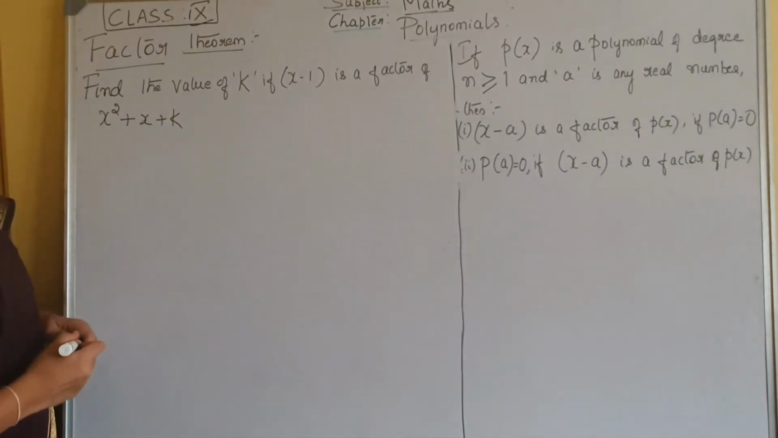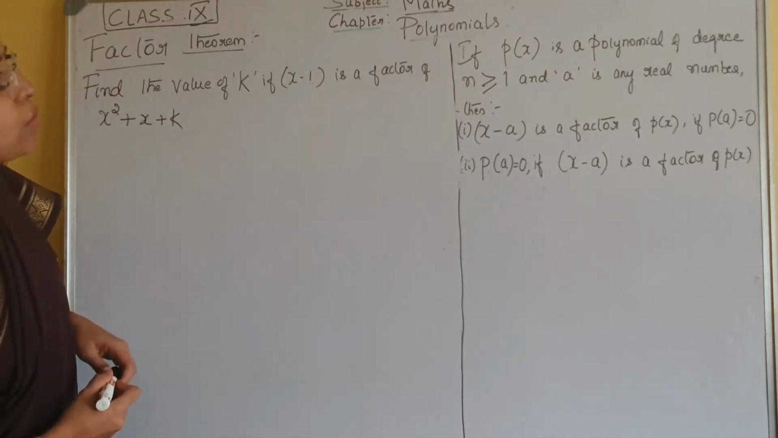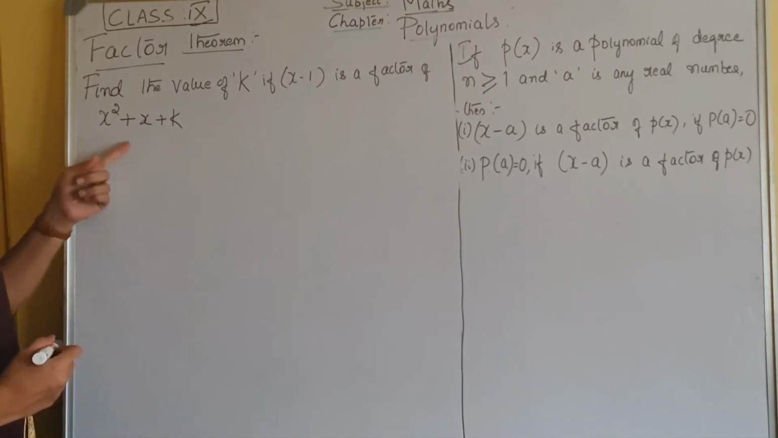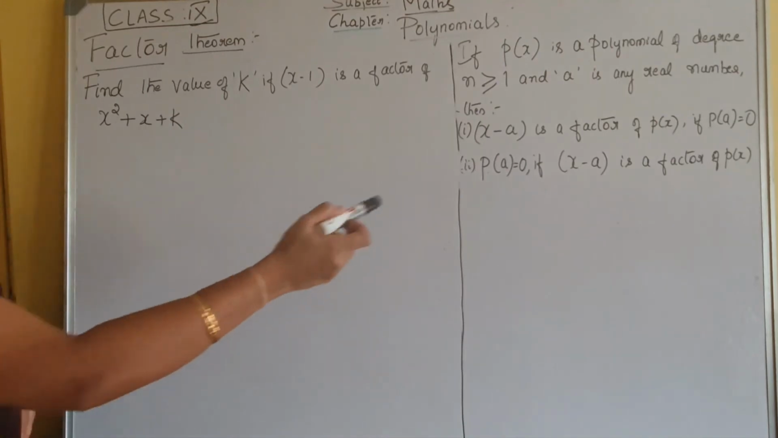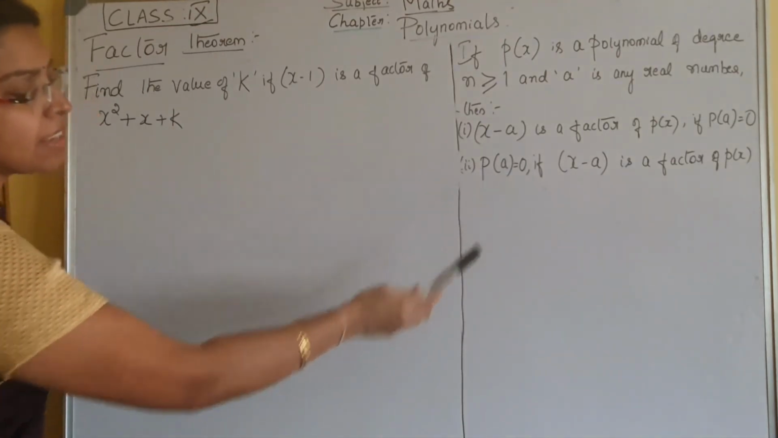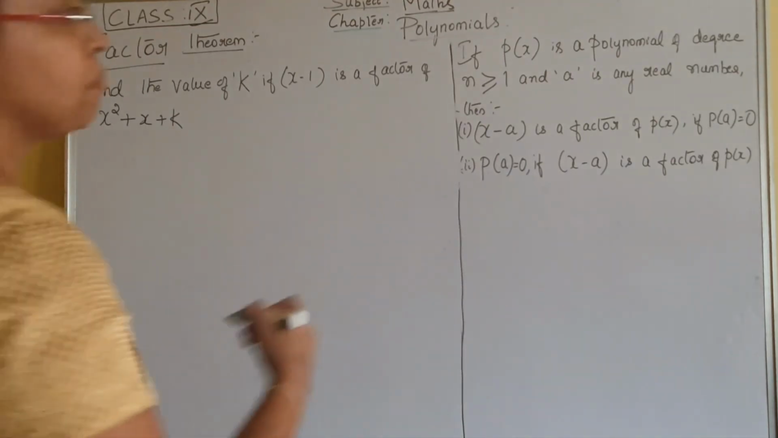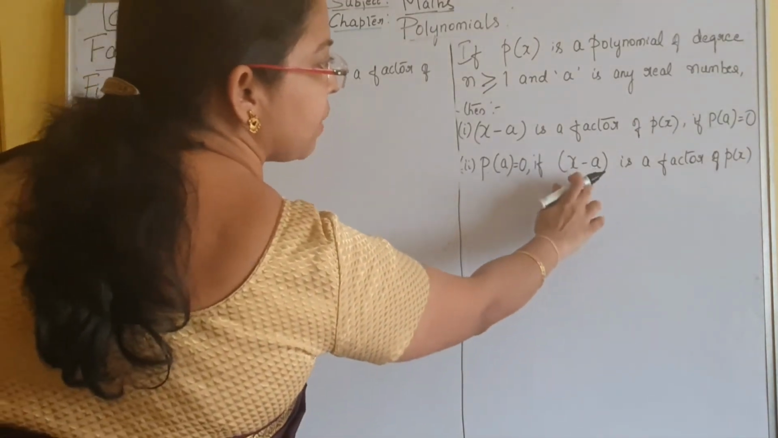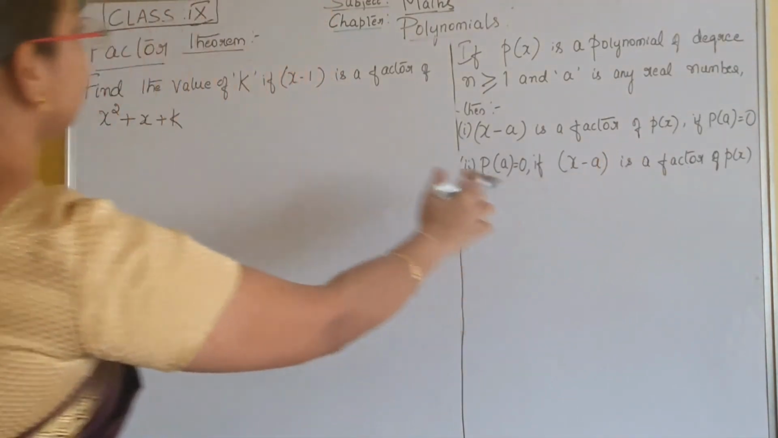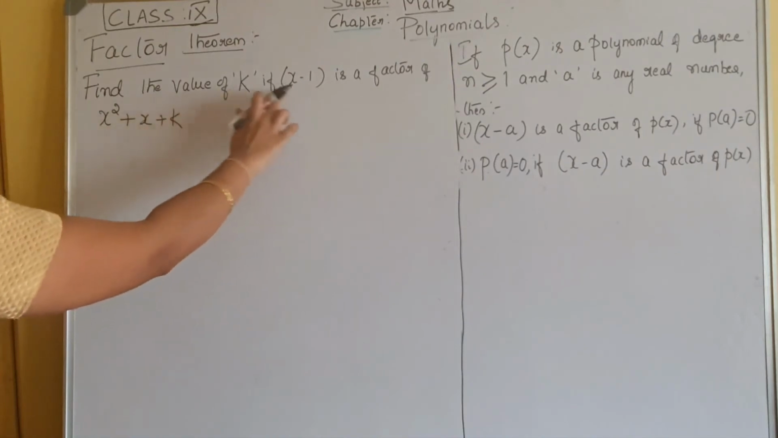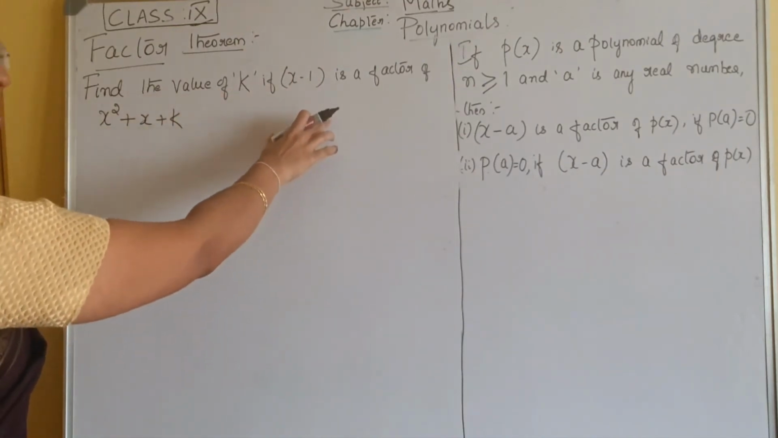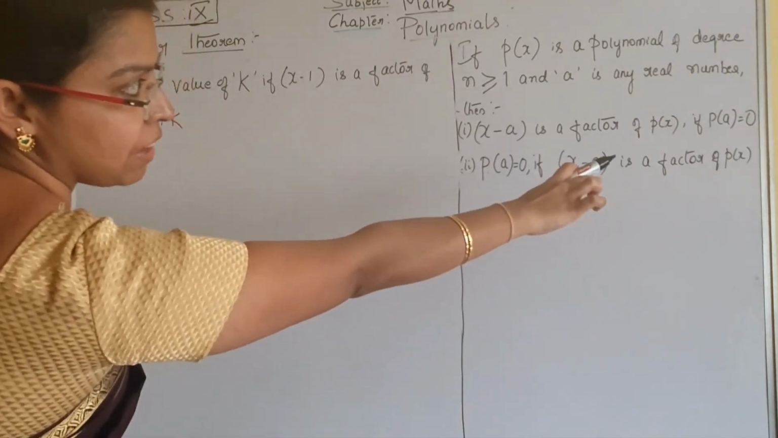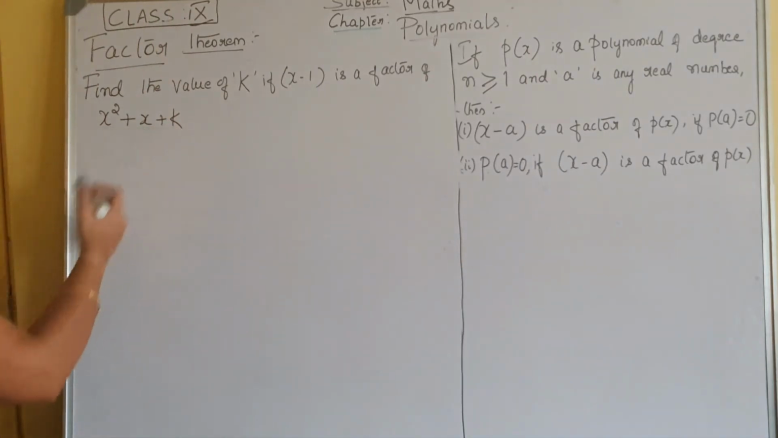There's another problem. Find the value of k if x minus 1 is a factor of x square plus x plus k. What does the second part of the theorem say? P of a is equal to 0 if x minus a is a factor. So we know what is the condition here? x minus 1 is already a factor they have mentioned. That is, if x minus a is a factor, then P of a will be 0, right?